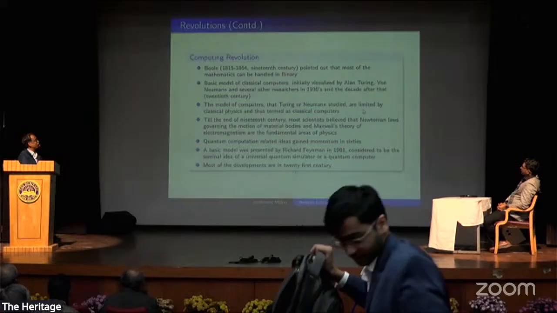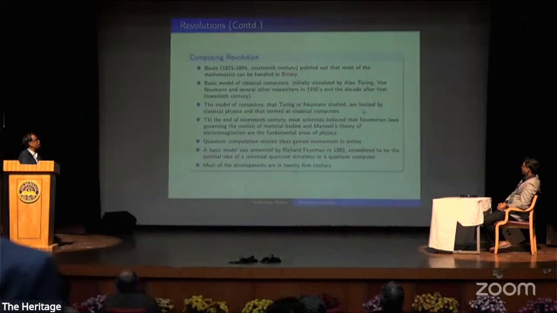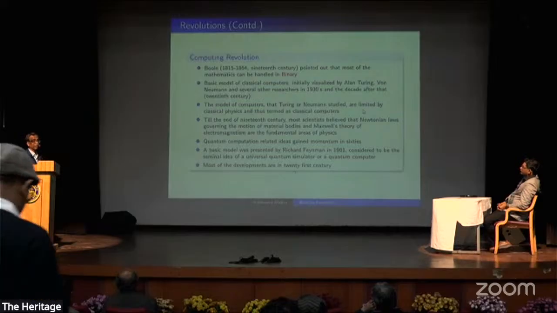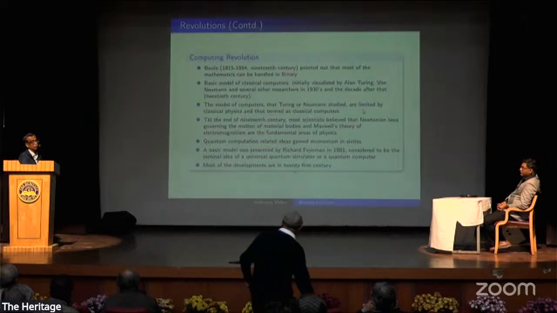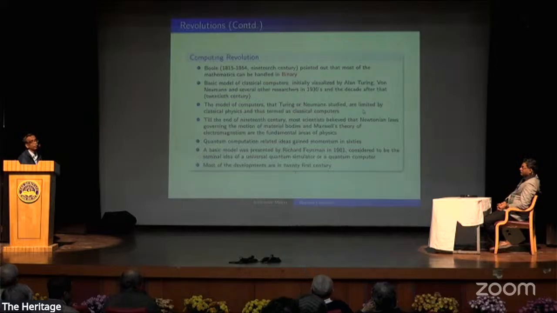Then in 1930, Alan Turing proposed more formal models of computing, and that part is limited to classical physics. Until the end of the 19th century, we believed that Newtonian laws or Maxwell's equations would dominate. But quantum computation gained some momentum from the 60s. Actually, quantum physics got momentum from 1910 to 1930. But the model of a simulator, that Feynman proposed in 1981, and most of the developments are in the 21st century. So we are passing through an era of computing revolution.